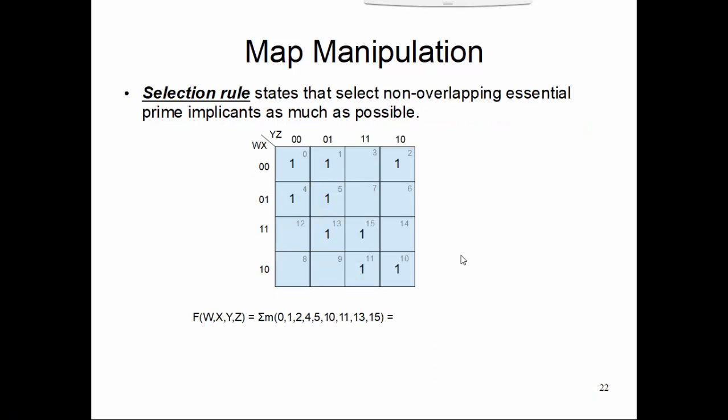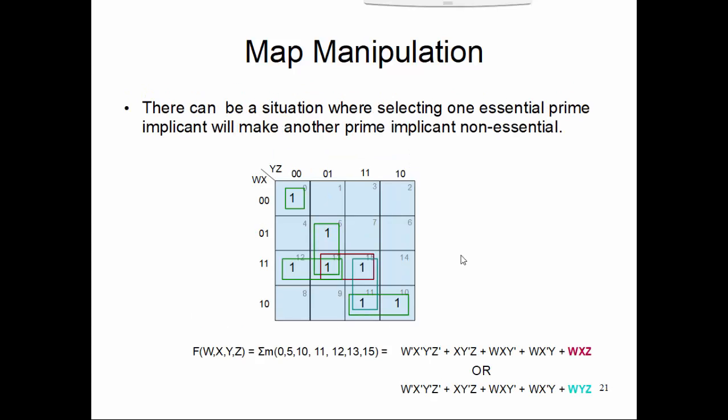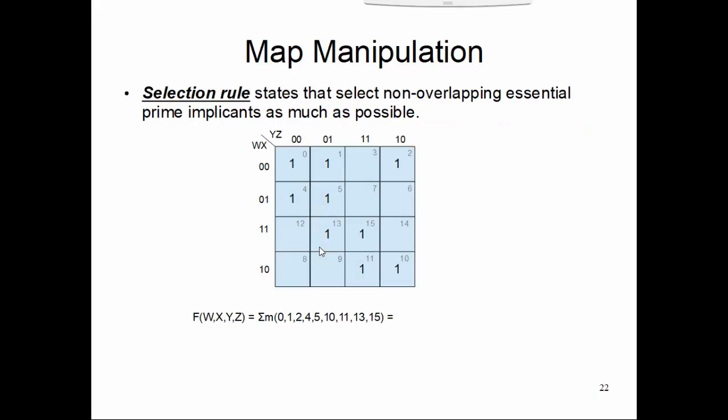Another selection rule states that we select the non-overlapping essential prime implicants as much as possible. What does it mean? In the previous example, we saw a lot of overlap between prime implicant groups, and we'll have many choices in a problem like this one. A function is sigma m of 0, 1, 2, 4, 5, 10, 11, 13, 15, and we have this choice, right?